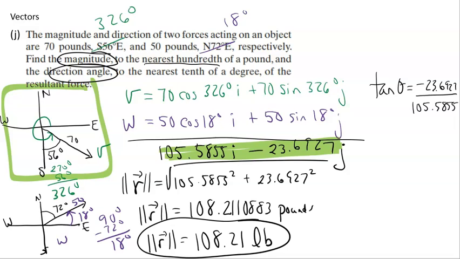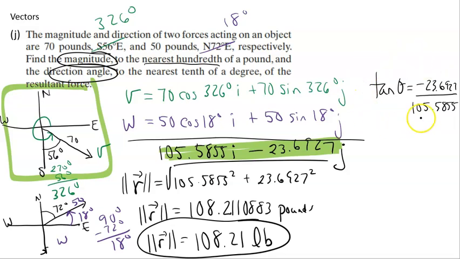But again, tangent is negative in quadrant 2 and quadrant 4. But when I look at these vectors, there's no way my answer is quadrant 2. Another way to think about it is my x component, my horizontal component, is 105 way out here, my y component is negative 23 down here. Clearly in quadrant 4, right? So I know when I finish this up, I need a positive angle in quadrant 4.